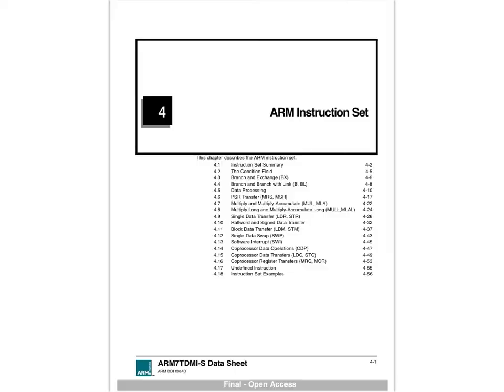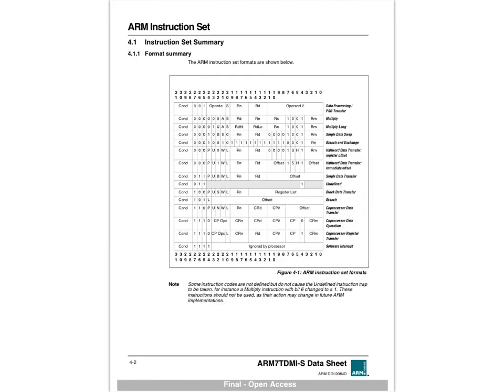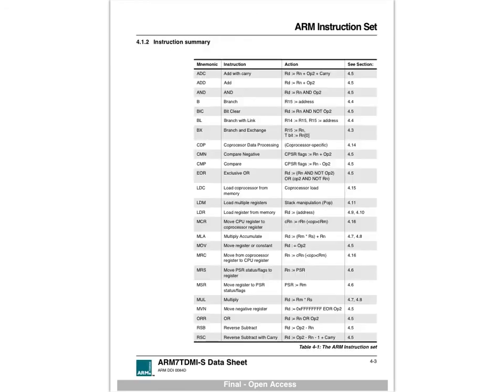The full document starts here. I don't expect you to read this, but if you're interested in how something is done in detail, you can look in this 60-page instruction set reference document. If we look at the first few pages, here's a table that shows you the ARM instruction set formats. So these are the 32 bits for the different types of instructions.